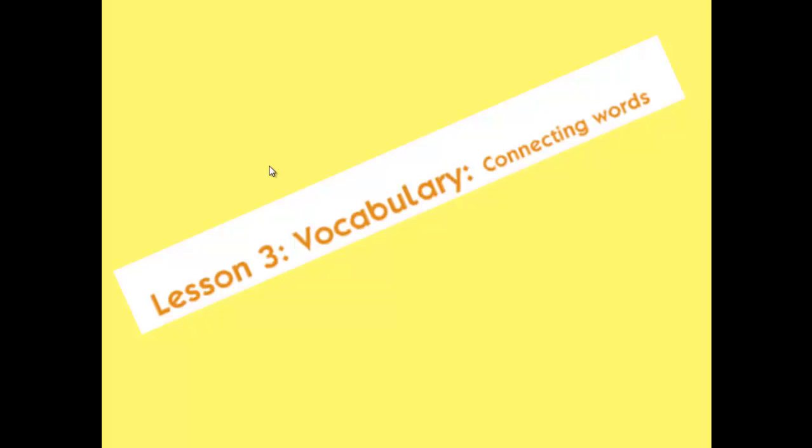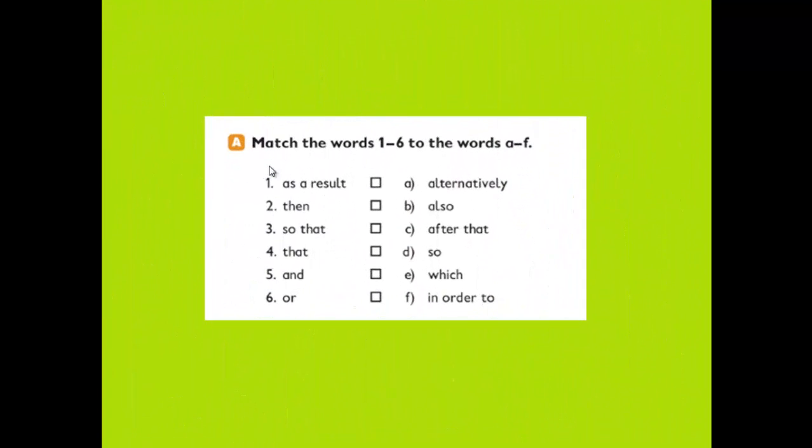This lesson will be about vocabulary. If we want to talk specifically, we can put the subtitle, which is connecting words. So in this lesson, we will learn how to connect words between each other. First of all, let's do the first task, task number A. Match the words from 1 to 6 to the words from A to F.